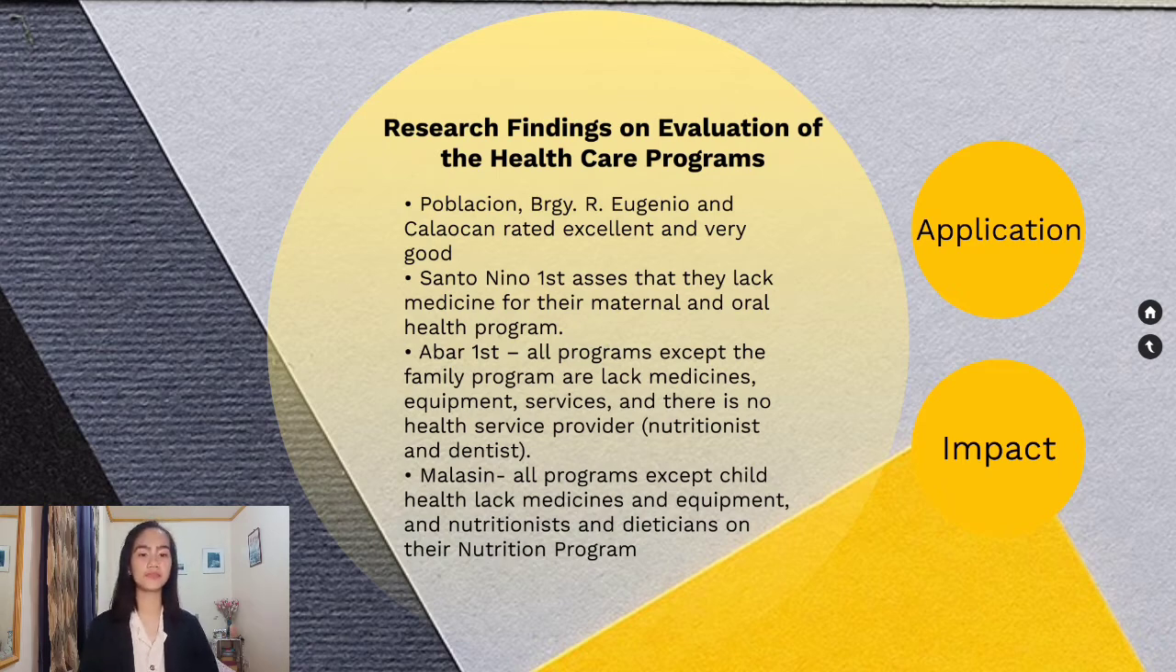Let's say marami ang inallocate na resources, medical resources sa Poblacion, Eugenio and Caloocan, and then na-equally distribute na nila ito. Halimbawa, medicines or vitamins na equally distributed na nila ito sa mga tao sa kanilang community. So, ang mangyayari diyan, dahil nga lack of medicines and equipment ang lugar na Santo Niño First, Abar First, Malasin, need nating i-allocate ang mga resources sa ibang mga health center na nangangailangan.